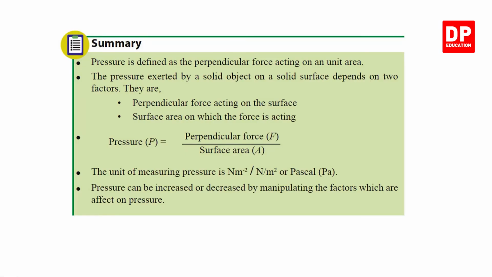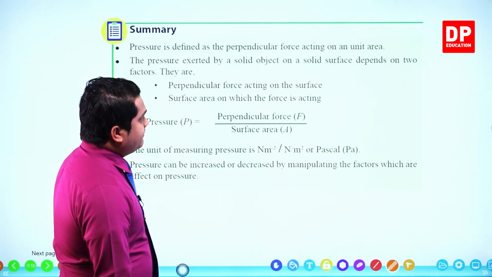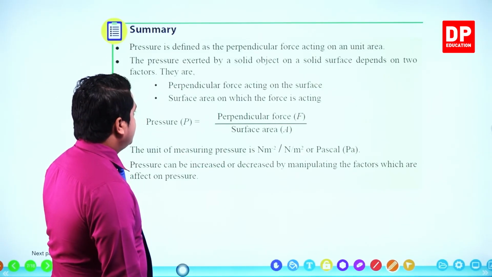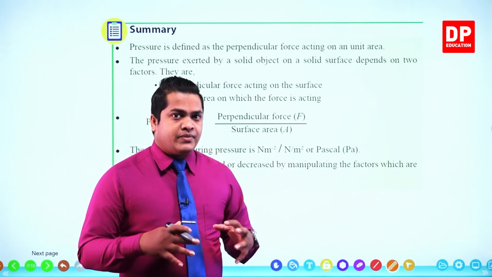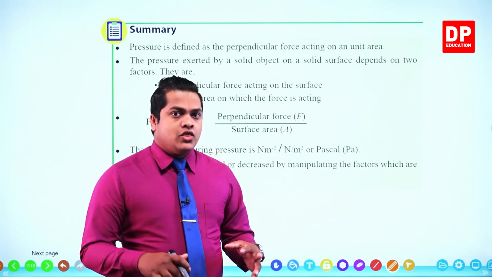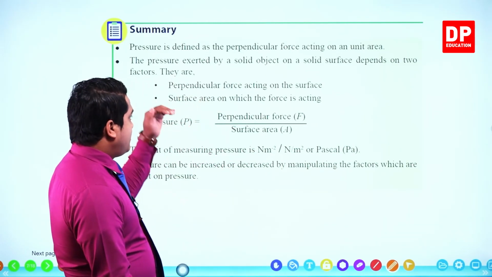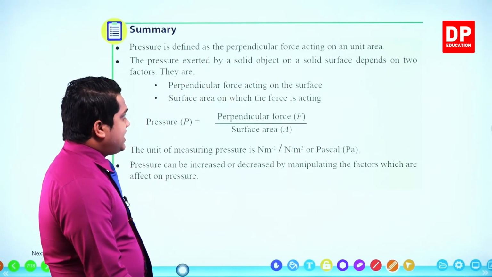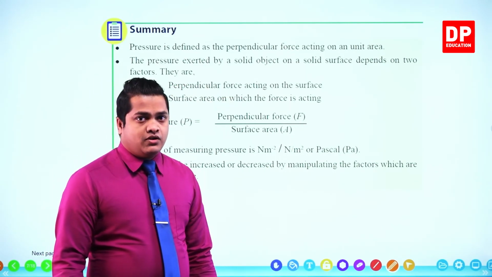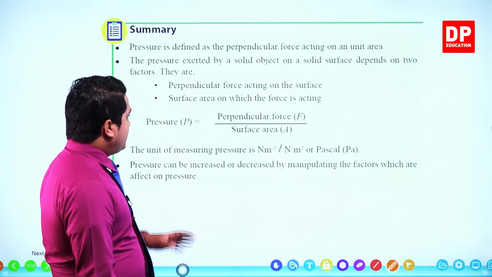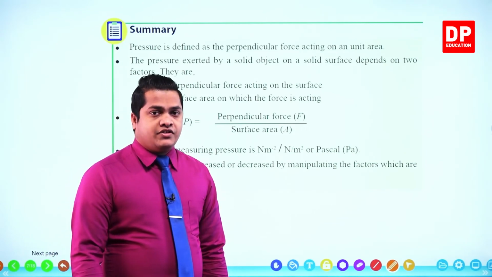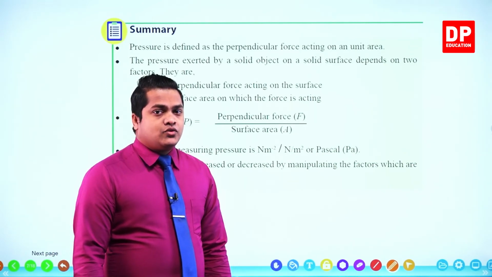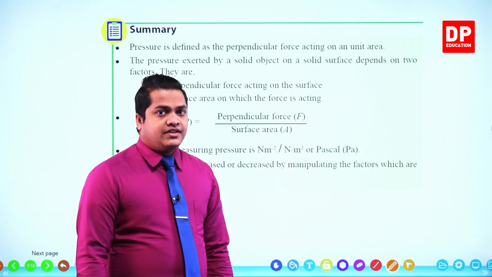The pressure exerted by a solid object on a solid surface depends on two factors. Now, we discussed the two main factors that pressure depends on. Those two factors are, my dear children, number one, the perpendicular force acting on the surface, and the second one, the surface area on which the force is acting. These are the two main factors that affect the pressure.